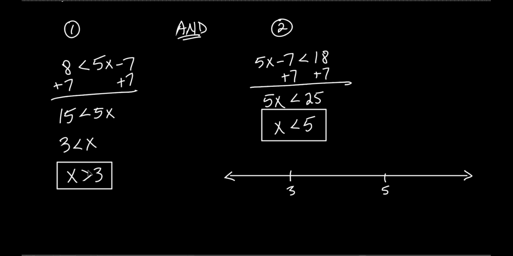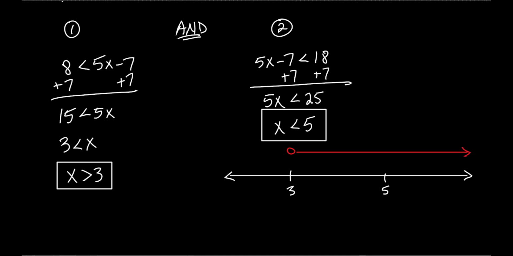So what does this say? If you want, let's do the same color scheme. This says x is greater than 3. I'm going to put it up here. If it's greater than, it's not equal to, it's open, right? And it's everything where? To the right. This time it's greater than, so everything to the right.